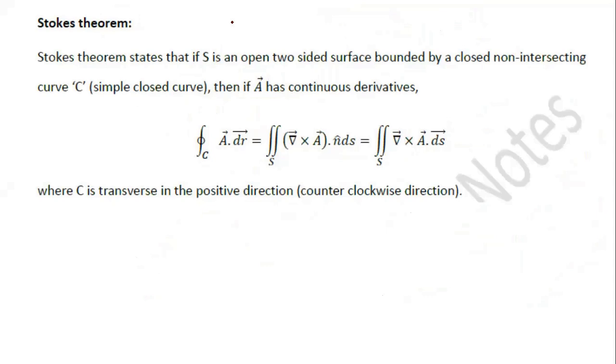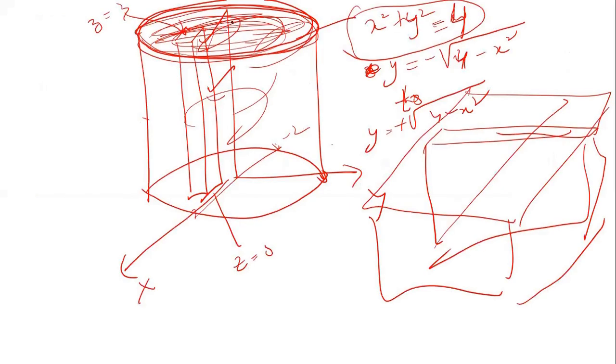Okay, now this is another theorem. This is also another three-dimensional theorem. It says that if S is an open two-sided surface... In the Gauss divergence theorem, we have a closed surface.